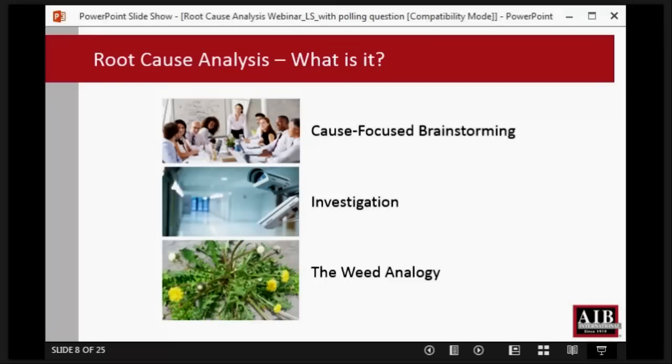I'd like to discuss the weed analogy. It's just something you can put in your mind: a lot of people, if they're picking weeds, would of course take the top of the plant. And if you don't get the root out, or get to the root cause, then obviously you're not going to solve the problem and the weed is going to grow back again. So that's just a little example of how some people would approach it.